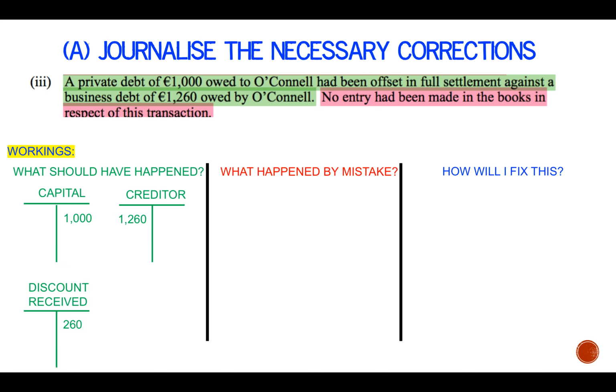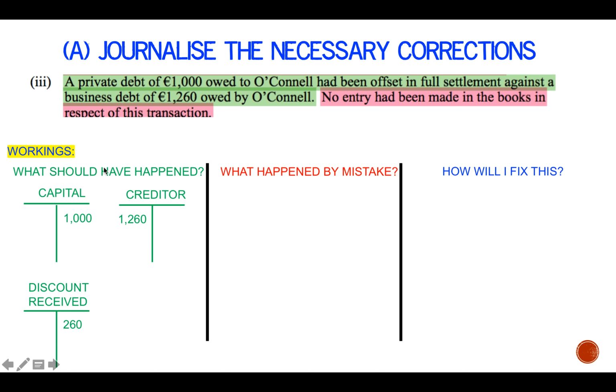So when a sole trader gives something to a business, it is capital. Capital is a liability to the owner, so liability increases on the credit side. So capital 1,000, we credit capital there, €1,000. The creditor, the liability creditor, is decreasing, so we debit the creditor account 1,260. The discount received, then, we obviously received a discount from our creditor, because we owed them 1,260, but they took something of value, just 1,000 from us. So therefore we received a discount of €260.